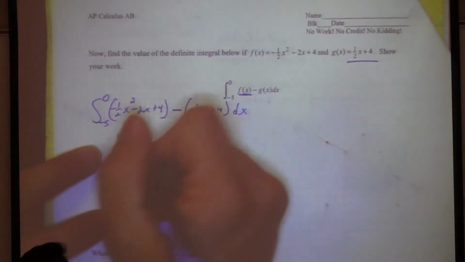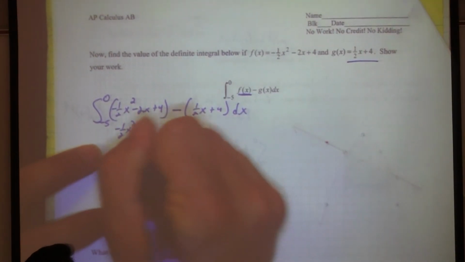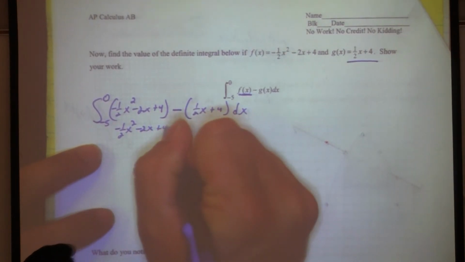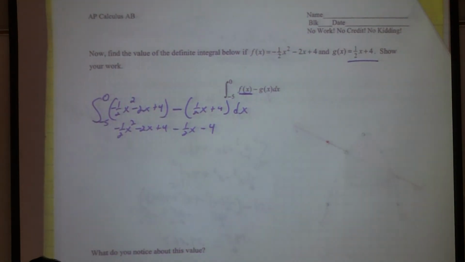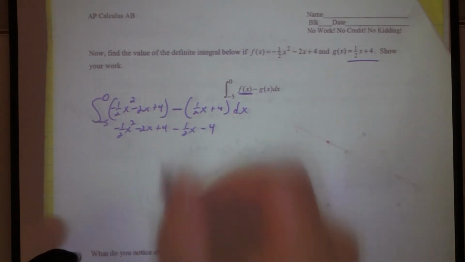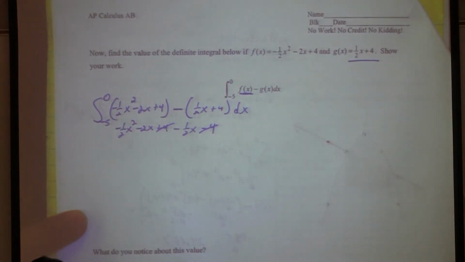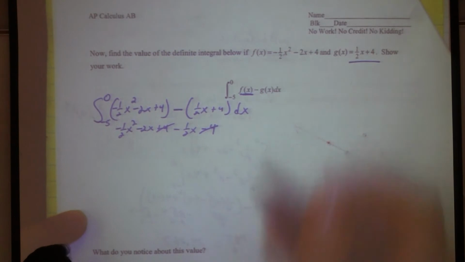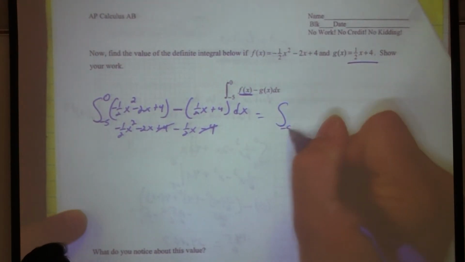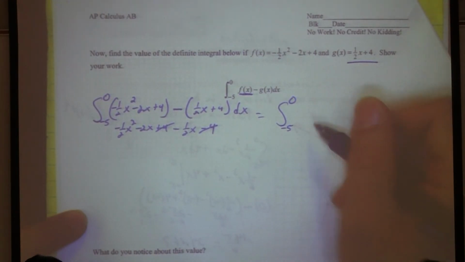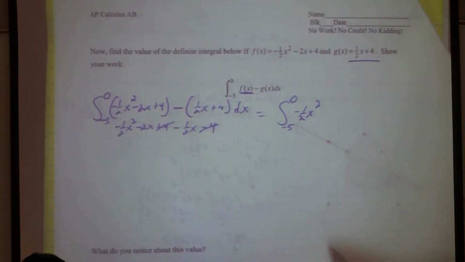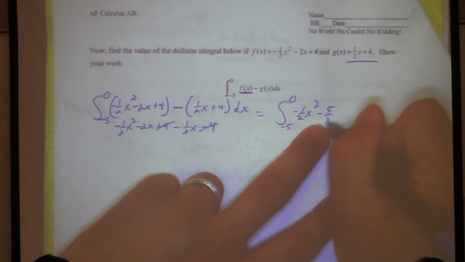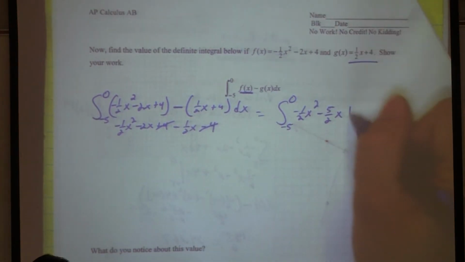We good? I'm going to try to simplify this because I see that I have some like terms. That becomes minus 4, right? So what cancels out here? The 4's, and we can put these two guys together. So really this is the integral from -5 to 0 of -1/2 x squared. What's -2 minus half? -5 over 2x.